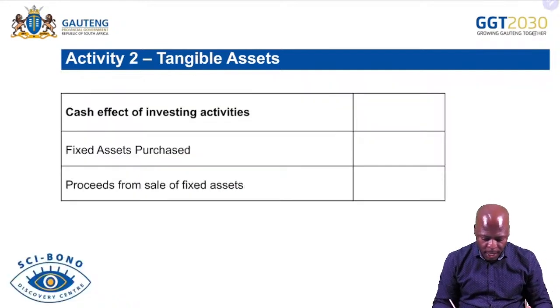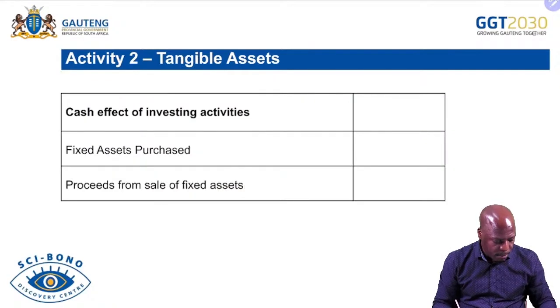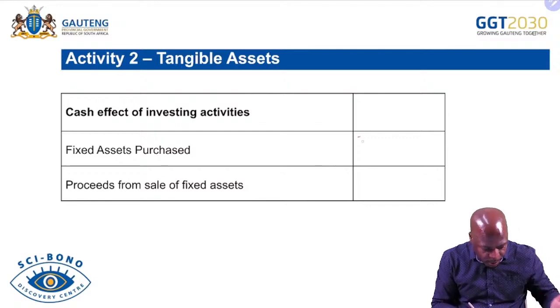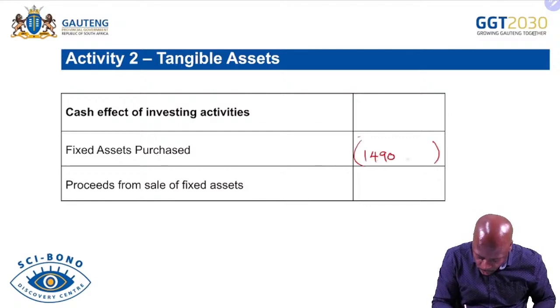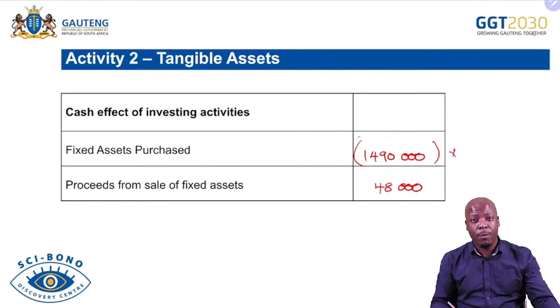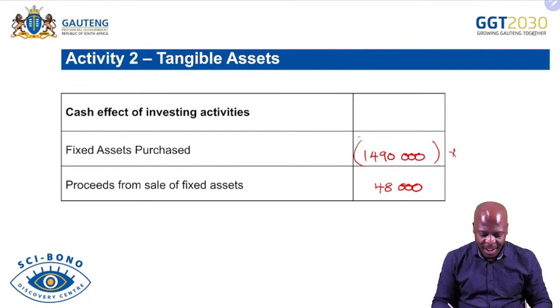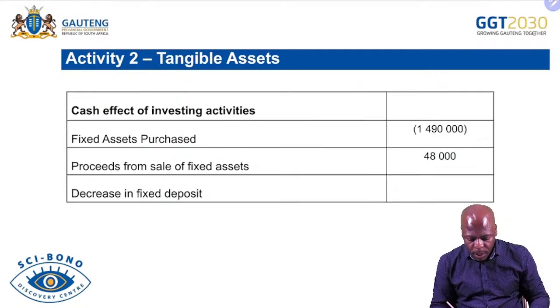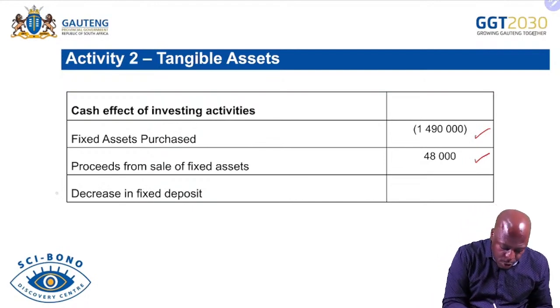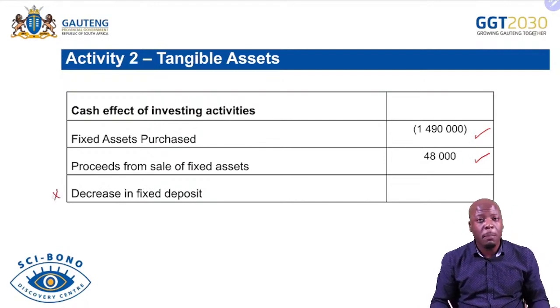Now, when we come here, I'm saying my fixed assets purchased. Remember, purchased means cash outflow. So I'm going to have my 1,490,000. But at the same time, I've sold an asset for 48,000. Should I put a bracket? Absolutely no, because it is a cash inflow. And why do I have a bracket here? It is a cash outflow. I have acquired some assets. Now, here it is. Very well written. The next aspect has to do with financial assets, our fixed deposit, our investments.